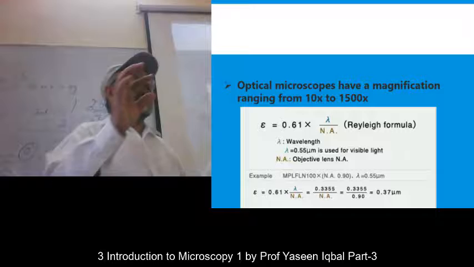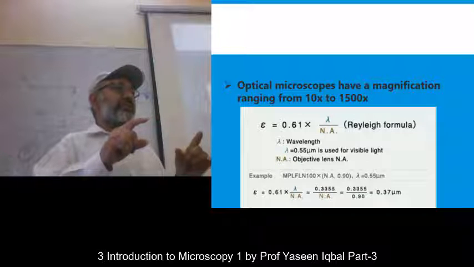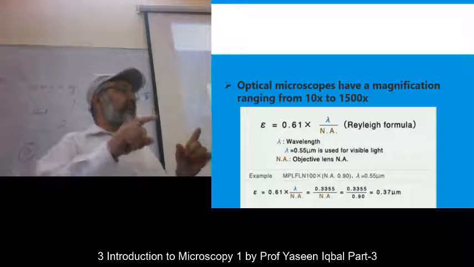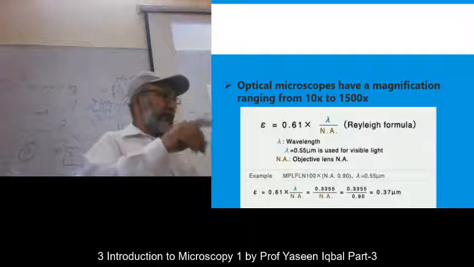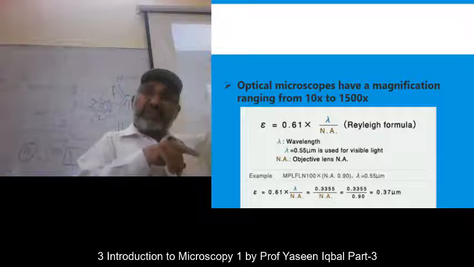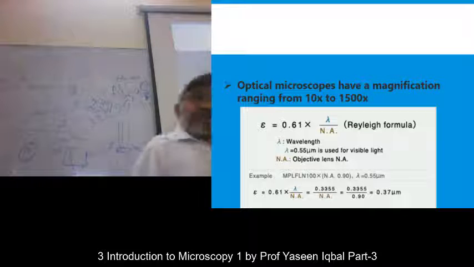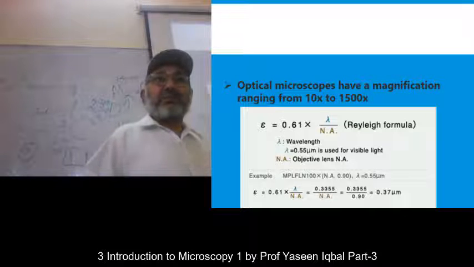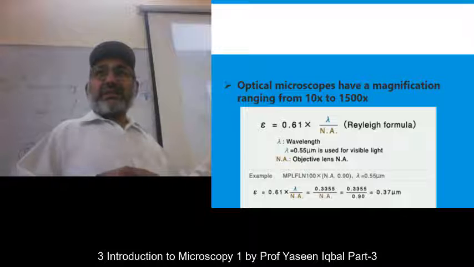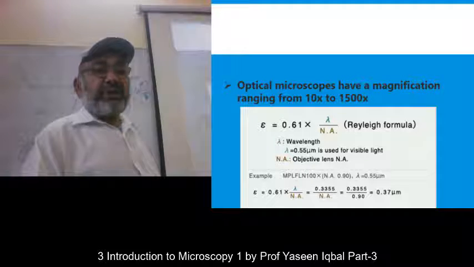The smaller the feature you can resolve, the better the microscope will be. So the lower this value, the better the microscope is considered. Right? Smaller features mean better resolution.